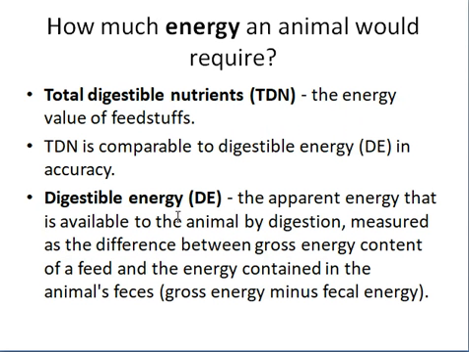How much energy would an animal require? This is the third thing we need to know, and this is determined by TDN, total digestible nutrients, the energy value of feedstuffs. TDN is comparable to digestible energy in accuracy. This is equal to digestible energy, the energy available for the animal to do all its life functions. And digestible energy is already defined, you have an idea about it.